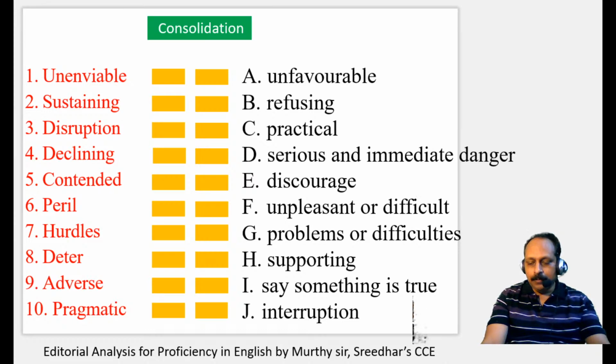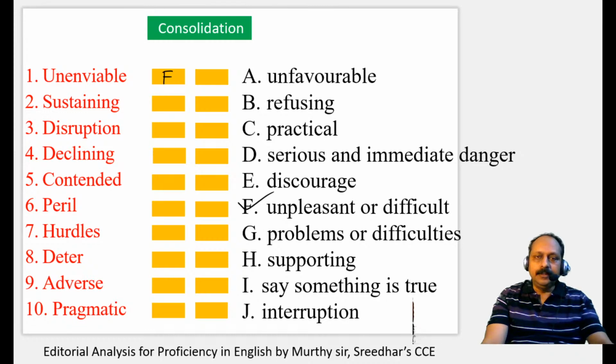Don't worry about the parts of speech. Write the meanings. First one, F. What is F? Very good. Unpleasant or difficult. Absolutely right. Sustaining. What does it mean? Write the meaning of that. One F is over. What is the second one?